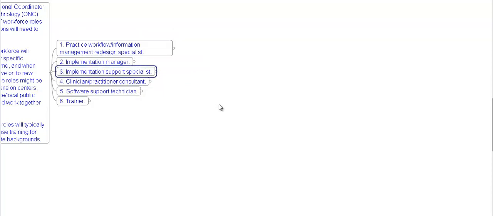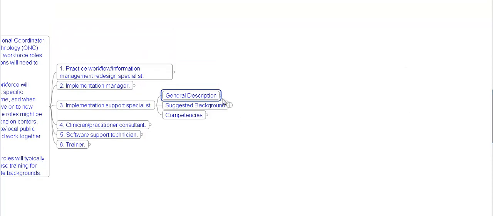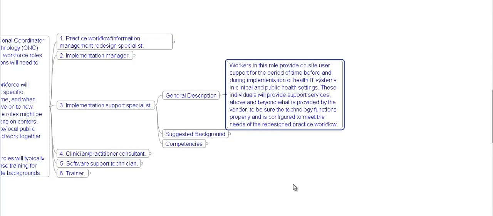Now we'll move to the next, implementation support specialist. Let's see the general description. Workers in this role provide on-site user support for a period of time before and during implementation of health IT systems in clinical and public health settings. These individuals will provide support services above and beyond what is provided by the vendor to be sure the technology functions properly and is configured to meet the needs of the redesigned practice workflow.